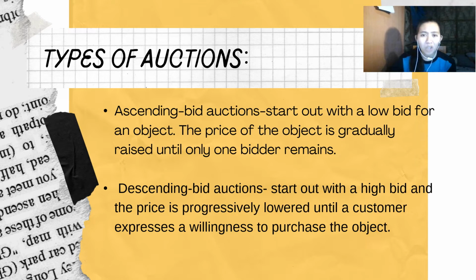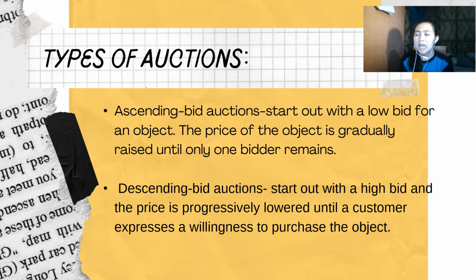In the ascending bid auction, guys, this starts out with a low bid for an object. The price of the object is gradually raised until only one bidder remains. So, ano ba ibig sabihin nito? Nasabi ko na to kanina sa example ko. Ibig sabihin nitong ascending, guys, nagsisimula yung price sa object from a low price. And then, sino yung makaka-offer ng highest na price doon sa object na yun, siya yung makakuha ng object na yun. Same kanina, di ba?